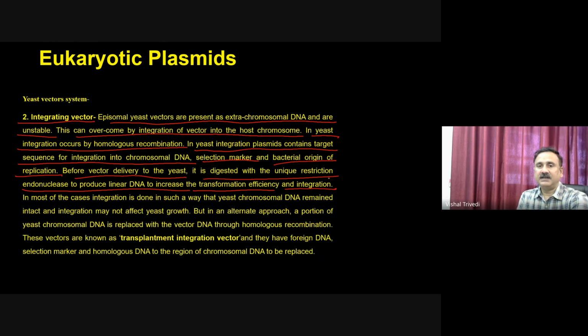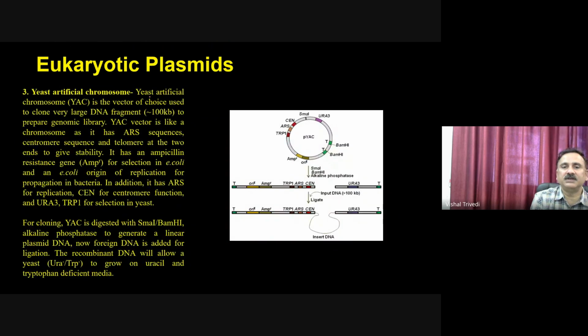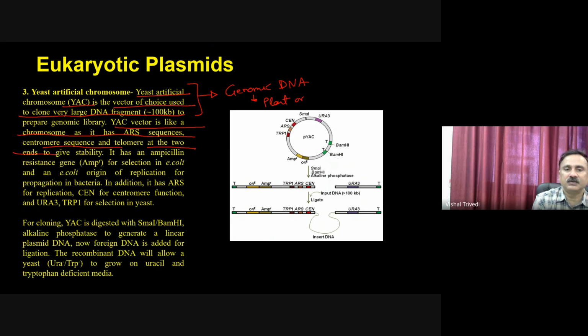And then we also have the yeast artificial chromosomes. So the yeast artificial chromosome, or YAC, is a vector of choice used to clone very large DNA fragments. Remember that the YAC is used for the preparation of genomic DNA libraries, right? Especially from plants or other organisms where you have large genomic DNA, right? The YAC vector is like a chromosome. It has the ARS sequences, centromere sequences, and telomeres at the two ends to give stability.